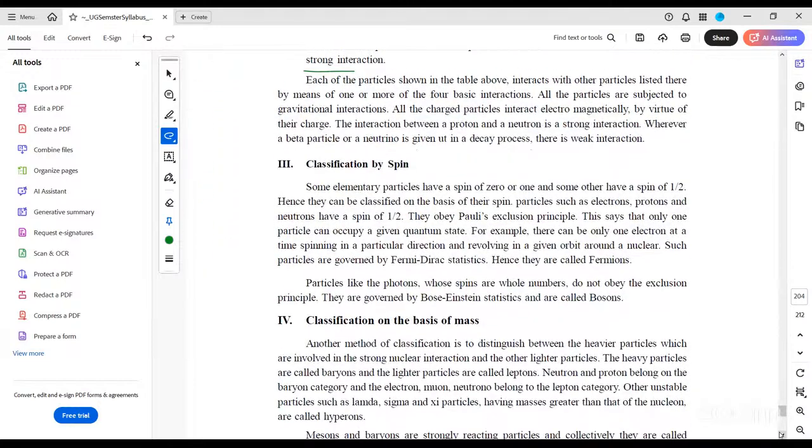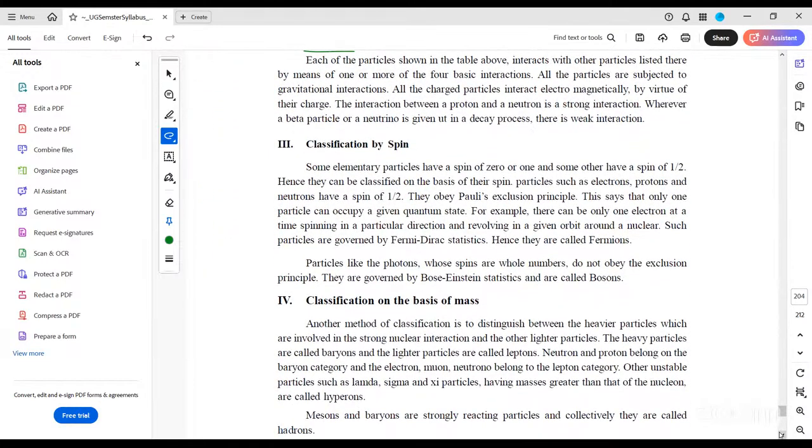Next, based on spin. Particles that follow Pauli's exclusion principle are fermions. Which ones? Electron, proton, neutron. As we said at the start, electron, proton, neutron follow Pauli's exclusion principle. If it follows Pauli's exclusion principle, it comes under Fermi-Dirac statistics.